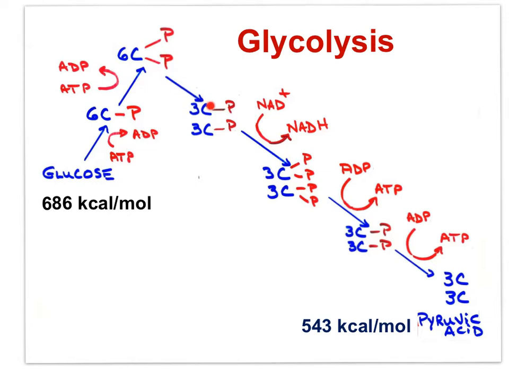Then, the intermediate organic molecules are oxidized to give up energy, and 4 ATP molecules are synthesized, 2 here and 2 here. 2 spent, 1, 2, and 4 synthesized, 1, 2, 3, 4. There's a net gain of 2 ATPs in glycolysis. Pyruvate, or otherwise known as pyruvic acid, is the end product, having less free energy at 543 kcals per mole.